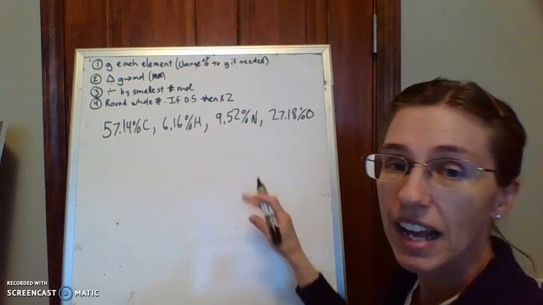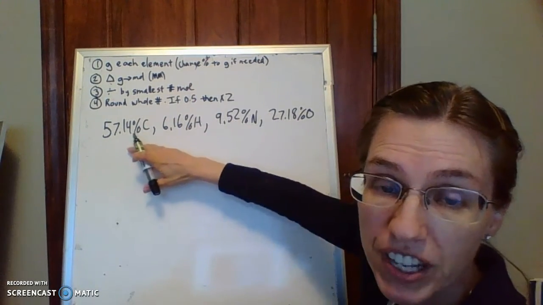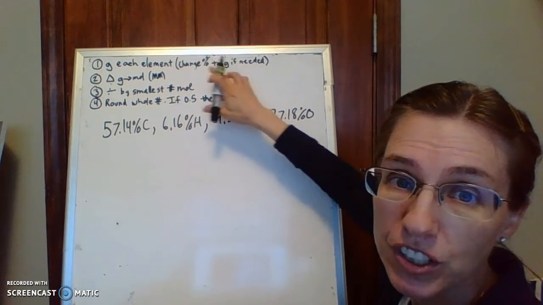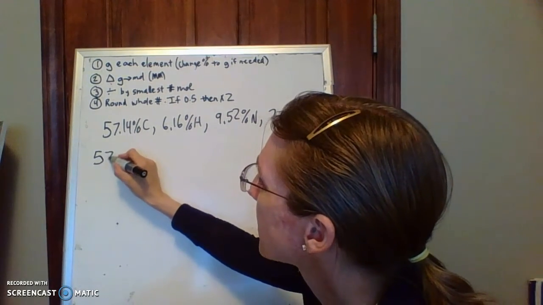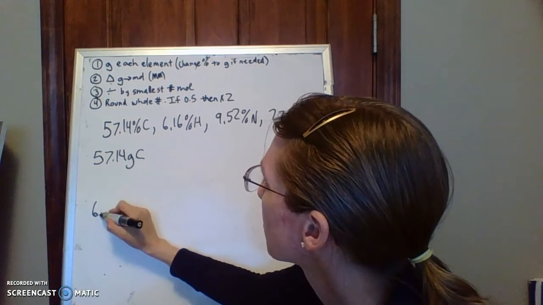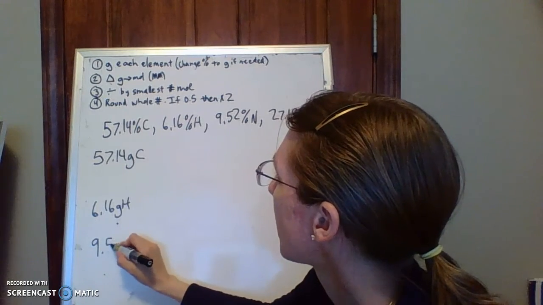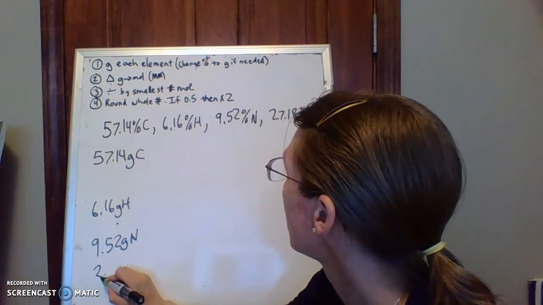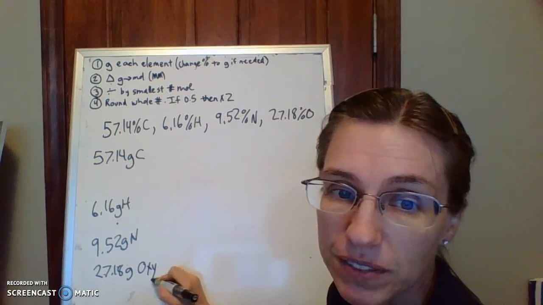All right, let's go ahead and do this problem. Remember, if it's expressed in percentages, what we'll do is assume that we've got 100 grams, and so we're going to just change that percentage to grams. So we've got 57.14 grams of carbon, 6.16 grams of hydrogen, 9.52 grams of nitrogen, and 27.18 grams of oxygen. Okay.